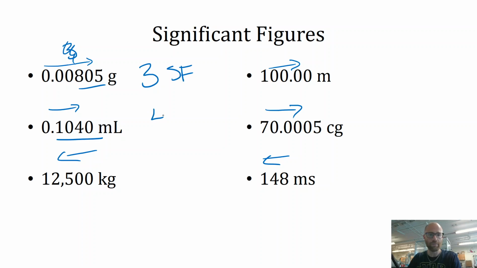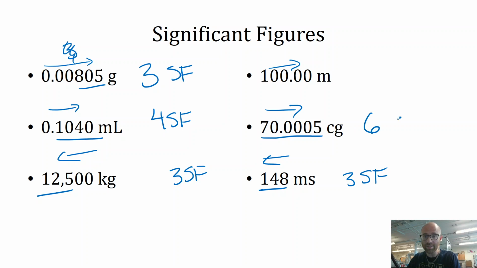This would be 4 significant figures. This would be 3 significant figures. This would also be 3 significant figures. Sometimes your entire measurement is significant, and that's fine. This would actually be 6 significant figures, and this would be 5 significant figures. It is totally possible for a measurement to have these zeros come after it.